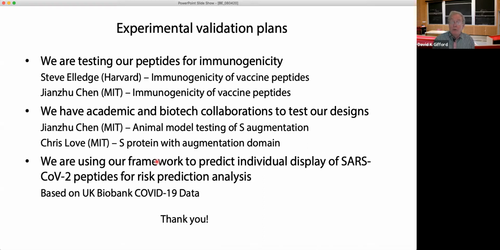And finally, we're using this framework to predict individual display of peptides for the entire virus for risk prediction analysis. One hypothesis is that if your particular HLA type does not actually allow you to present a diverse set of viral peptides, you may be at greater risk for more severe COVID-19 disease. And so we're going to investigate that using data from the UK Biobank.